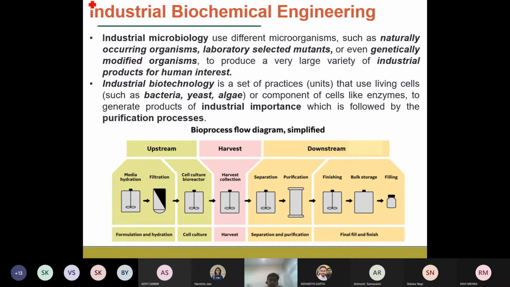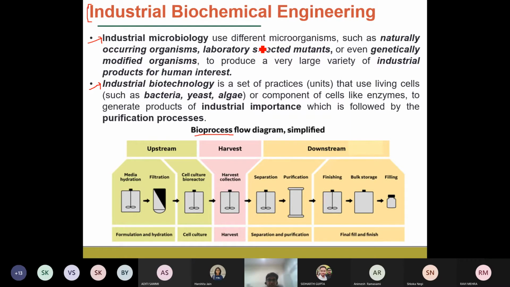Okay, so this area is actually called industrial biochemical engineering. And this industrial biochemical engineering is a combination of two domains or two areas, which are industrial microbiology and industrial biotechnology. So we'll look into what is industrial microbiology and what is industrial biotechnology, and we will look into what is the general flow diagram for any bioprocess, like what are the very basic and fundamental steps that are there, and how any bioprocess, for example, can be classified into upstream or downstream processes. So let us understand what is industrial microbiology.